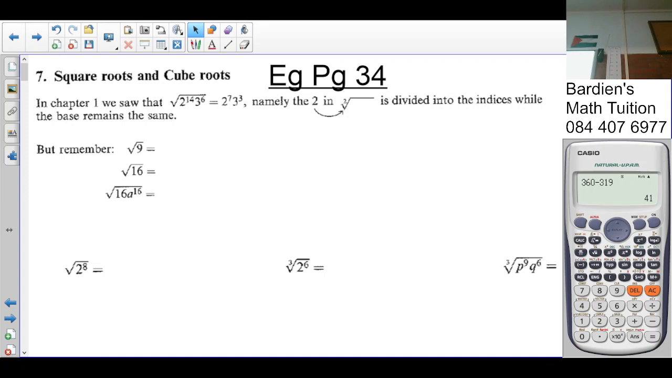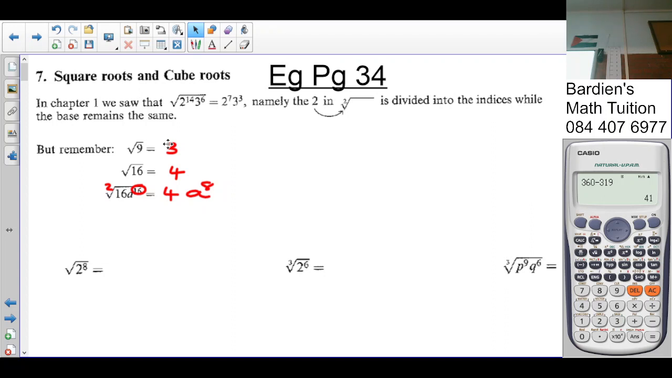So remember, the square root of 9 is 3. What's the square root of 4? 2. And the square root of 16 is 4. And the square root of a to the 16 is a to the 16 divided by 2. What's 16 divided by 2? 8. Right? You guys understand? So the square root of 16a to the 16 is 4a to the 8.